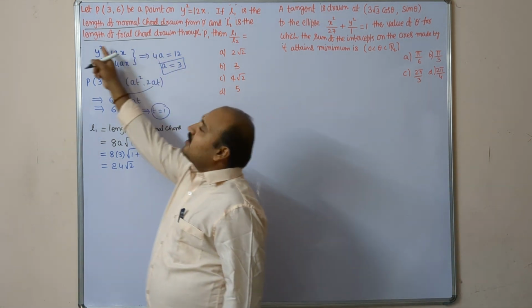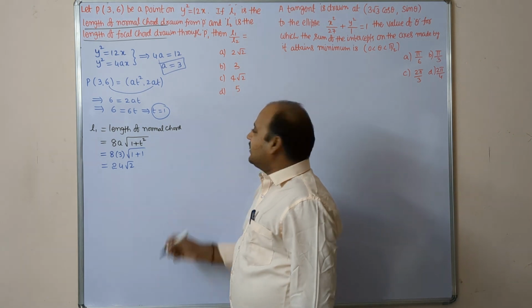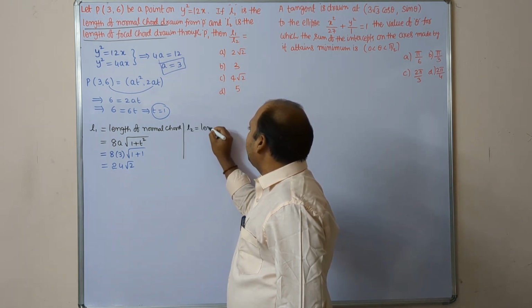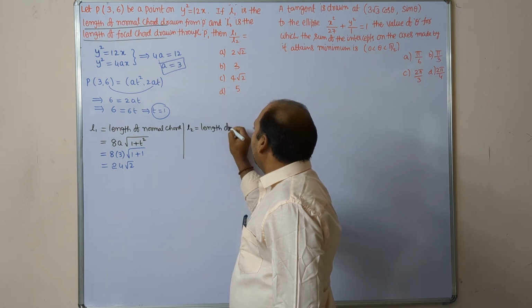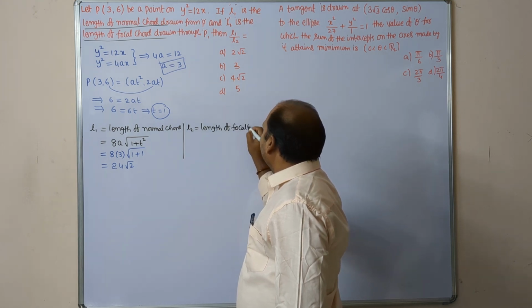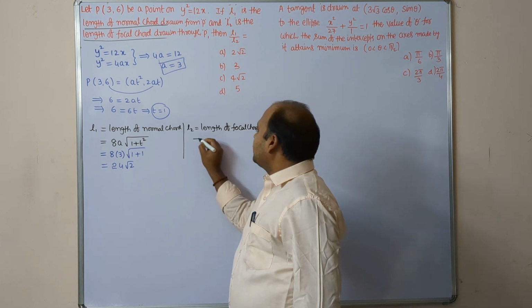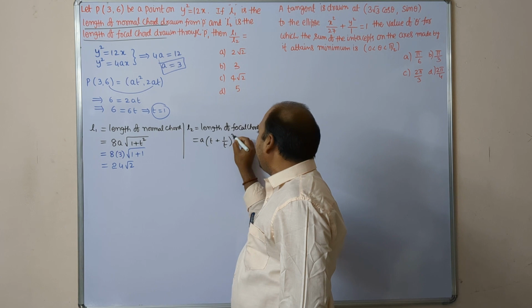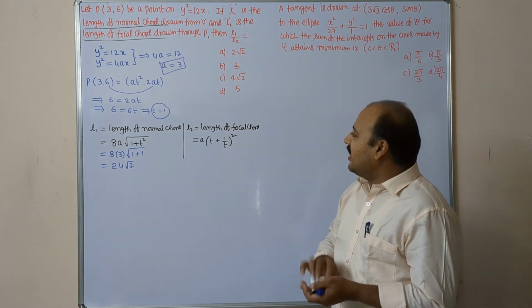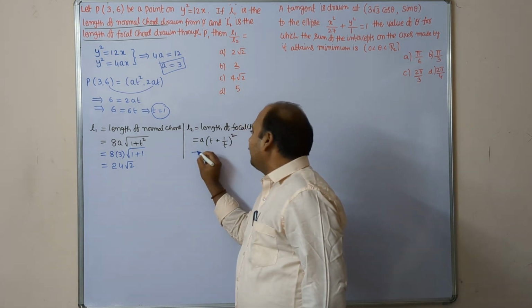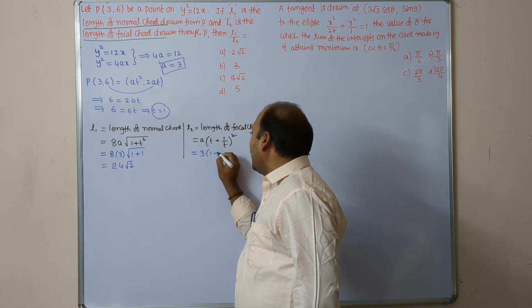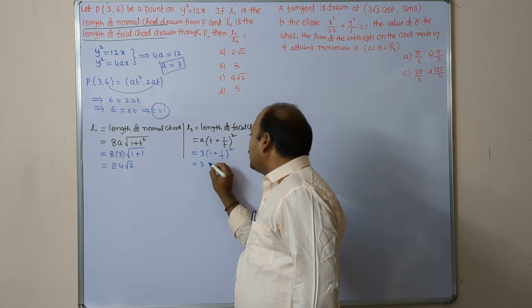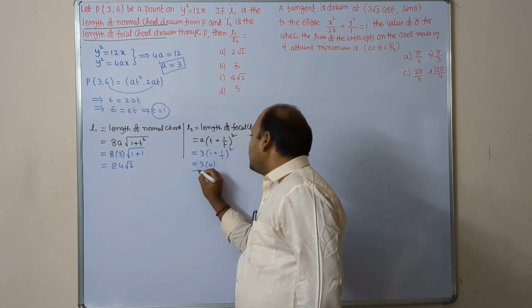Similarly, the length of the focal chord in terms of a and t. L2 is equal to the length of the focal chord, which is equal to a into (t plus 1 by t) whole square. This is the standard result, dear students. So the a value, t value substituted here: a value 3, t value 1. So 3 into (1 plus 1), 2. 2 square is 4. So 4 threes are 12.